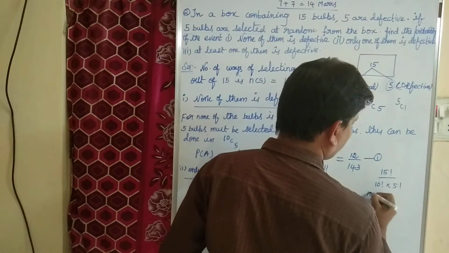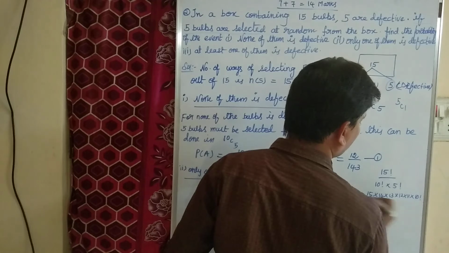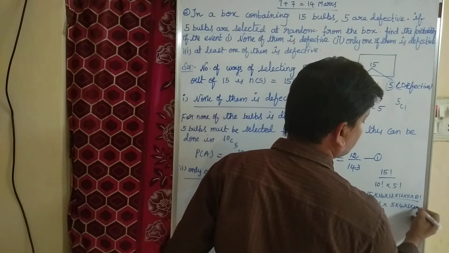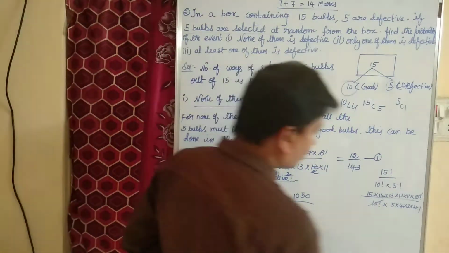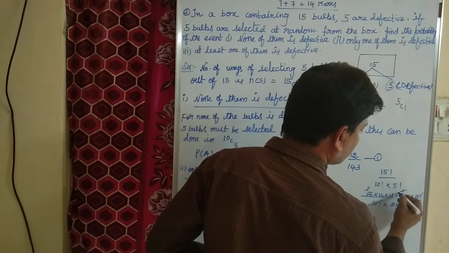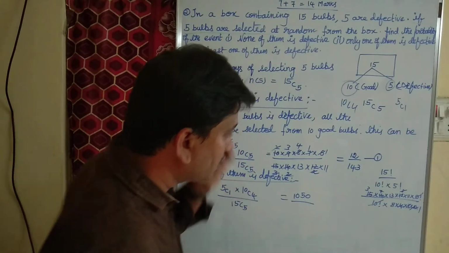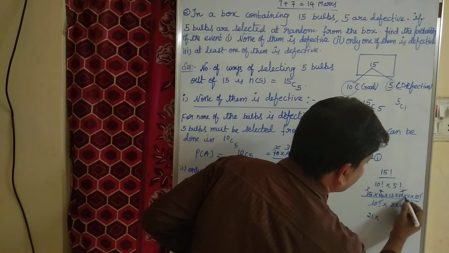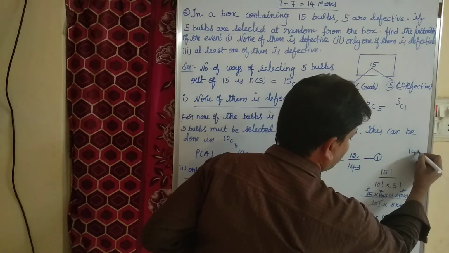15 factorial means 15 into 14 into 13 into 12 into 11 into 10 factorial, by 10 factorial into 5 into 4 into 3 into 2 into 1. 10 factorial gets cancelled. Now 5 ones are 5, 5 threes are 15, 4 ones are 4, 4 threes are 12, 3 and 3 cancel, 2 ones are 2, 2 sevens are 14. So we have 3 sevens are 21, into 13 into 11, 143. So 143 into 21.